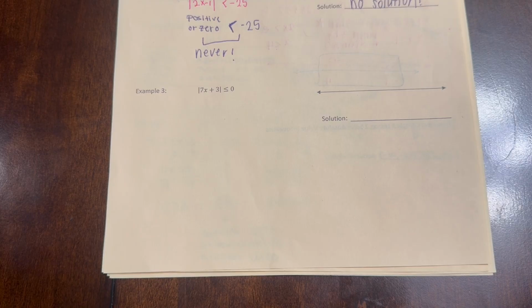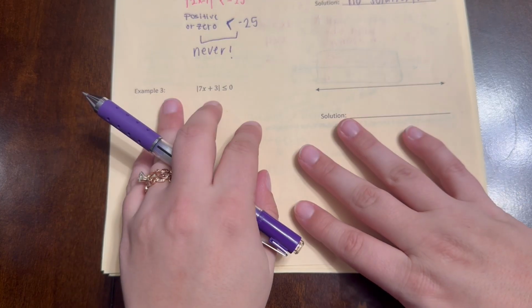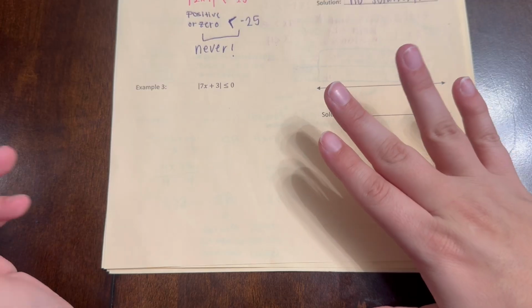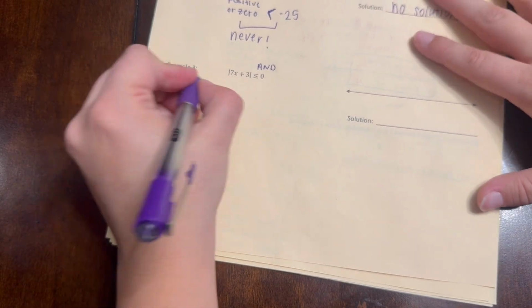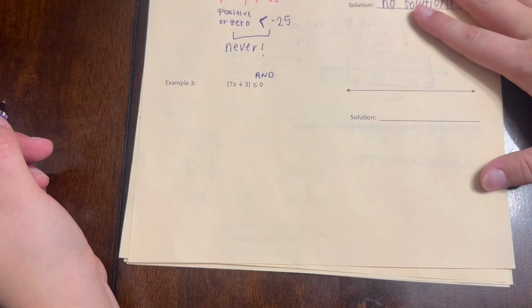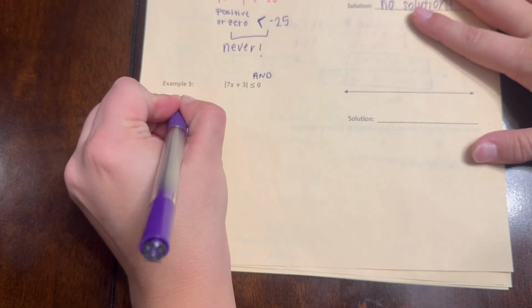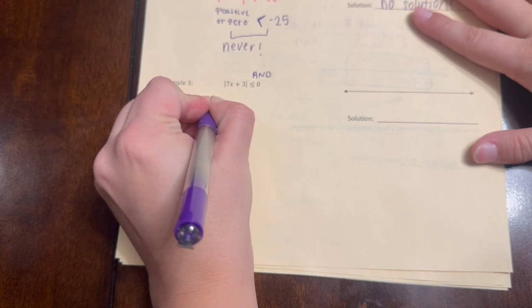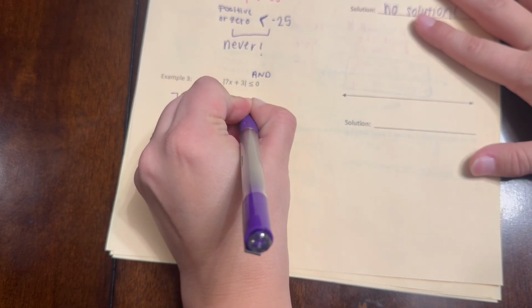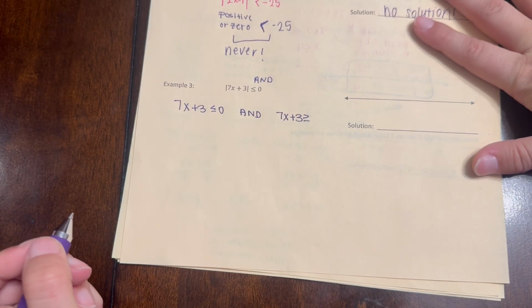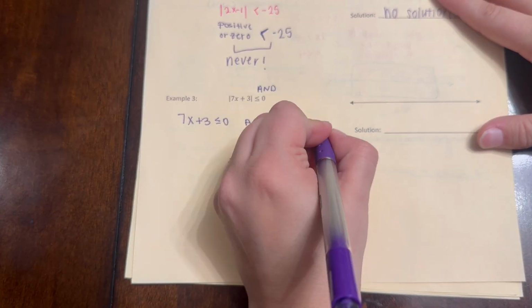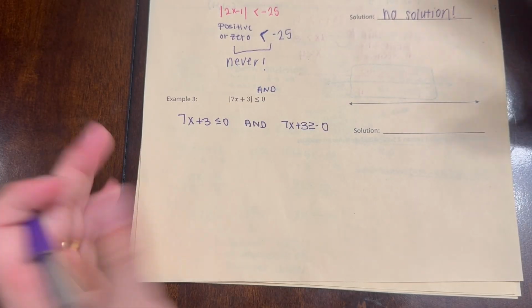Okay, down here, the absolute value bars are already by themselves. We don't have a negative number over here, so we are going to have to actually show our work and split this up. It is less than, so this is going to be an and statement. We're going to have 7x plus 3 is less than or equal to 0, and 7x plus 3, we're going to flip the sign, so we have greater than or equal to negative 0, but negative 0 is just 0.